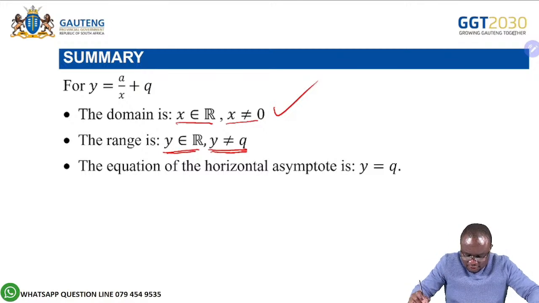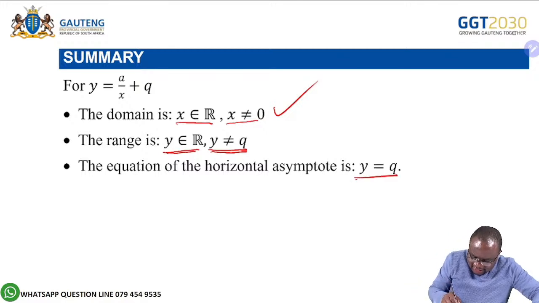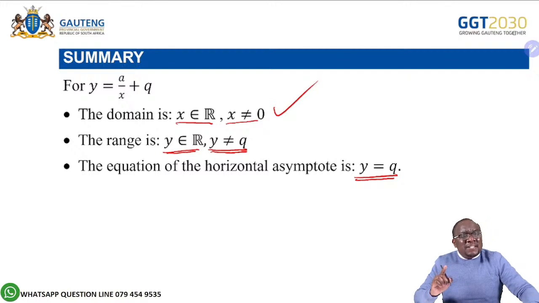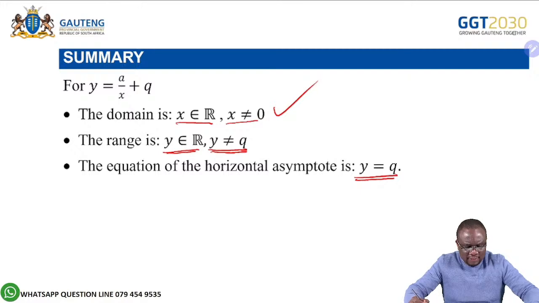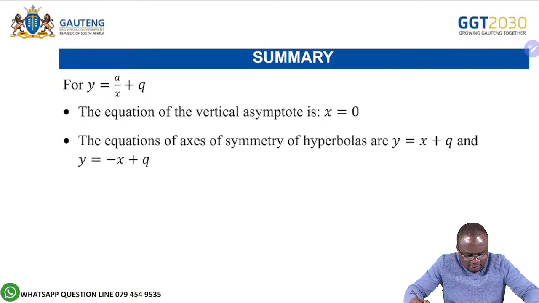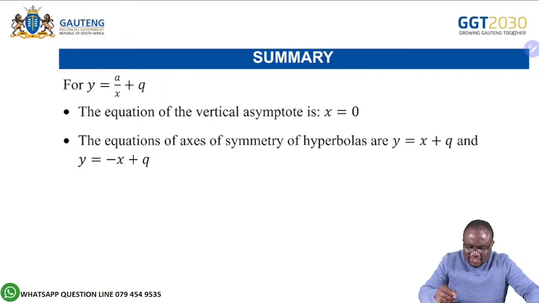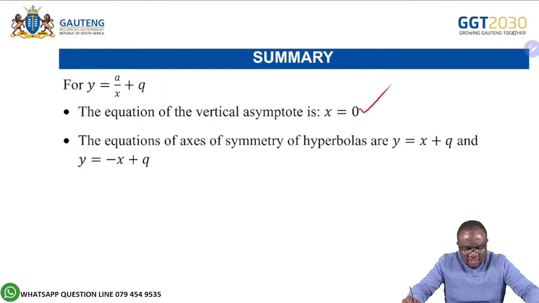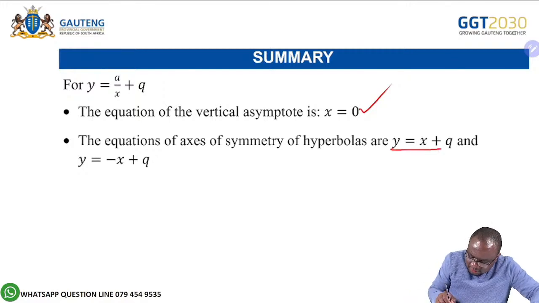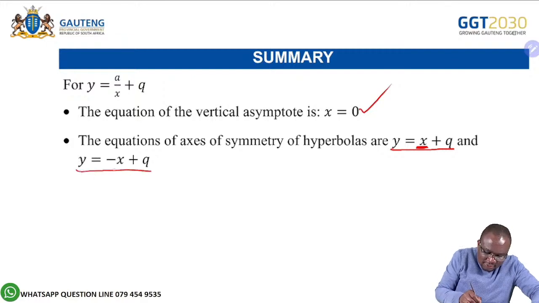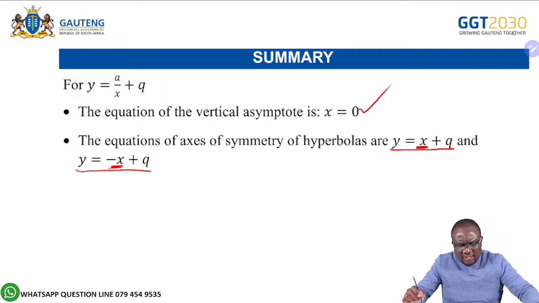And then the equation of the horizontal asymptote is y equals q. The vertical asymptote does not change. x equals 0. Okay? Right. For y equals a over x plus q, the equation of the vertical asymptote is x equals 0, I've said that. And then the equations of the axis of symmetry, we said is going to be y equals x plus q. This does not change. Or y equals -x plus q. This does not change. You see that? So this is how you find the equations of the axis of symmetry.